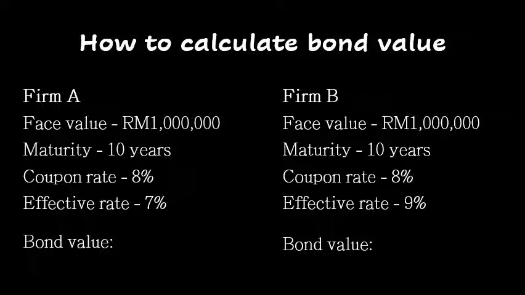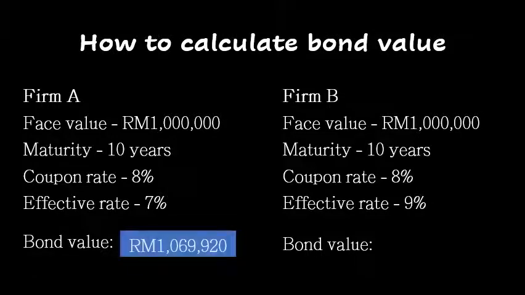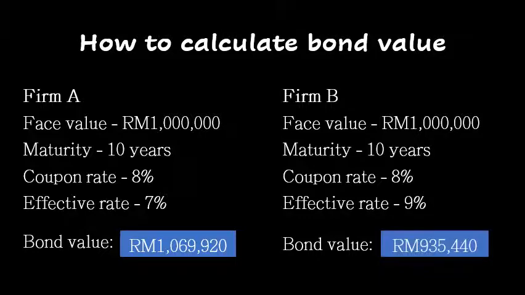Did you manage to calculate the bond value? For firm A, it is equivalent to 1,069,920 ringgit, and for firm B, it is 935,440 ringgit. So it is at premium for firm A and at discount for firm B.